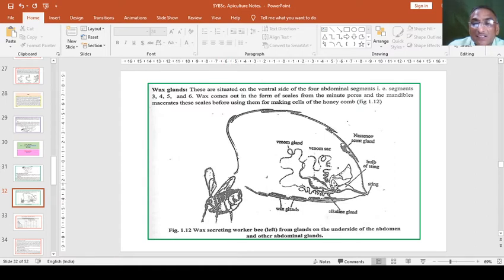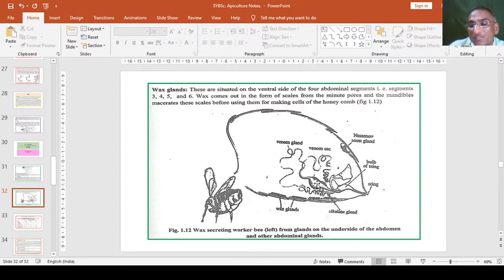This is the structure of the bee's abdomen. This is the first segment, second, third, fourth, fifth and sixth segment. These are the 6 segments of the abdomen, and the posterior end of the abdomen has this poisonous sting. This gland has 2 tubes bifurcated into 2 parts, and the central part is the sac-like bulb of the sting where the poison is stored. We can say this is the venom sac, or poison sac. Venom means poison.